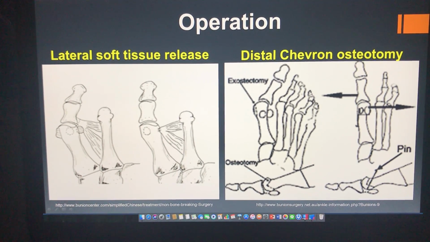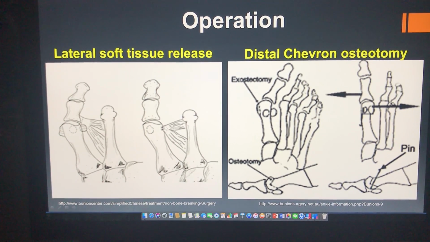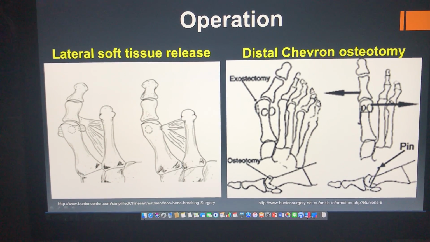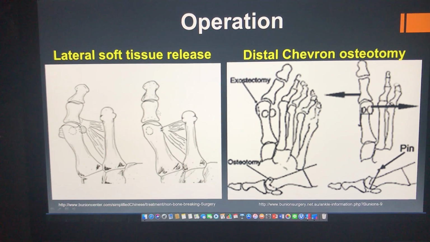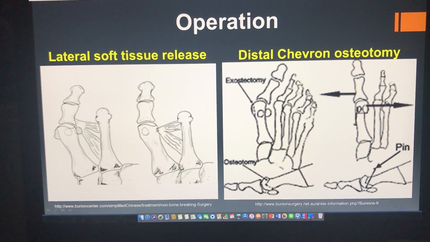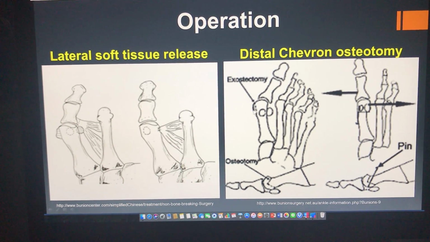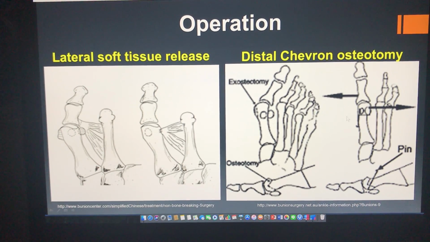So this will help to decrease the IMA angle, the intermetatarsal angle, because of the pulling right here. And then it decreases the hallux valgus angle because we cut down, and then they have no force pulling on the big toe. The second thing, after we do this one, we usually do the bunionectomy, cut at the bump, and then if the toe is still deviated, we need to cut the bone.